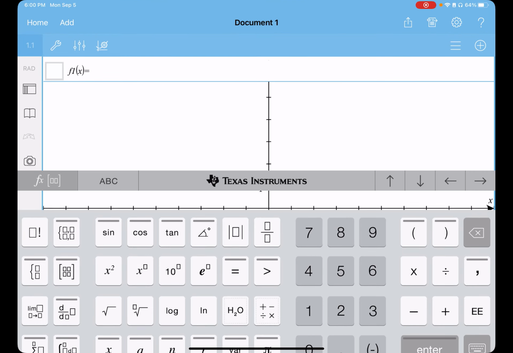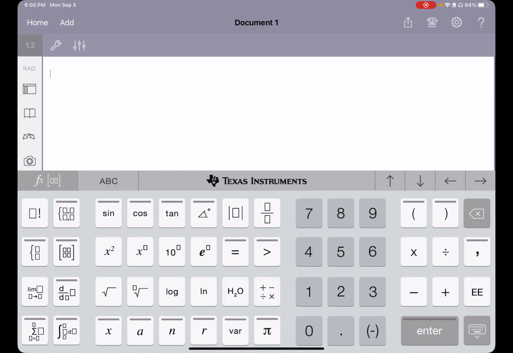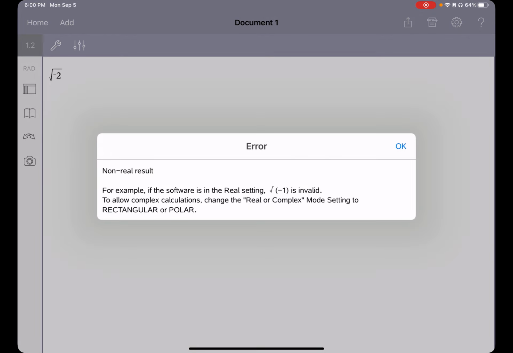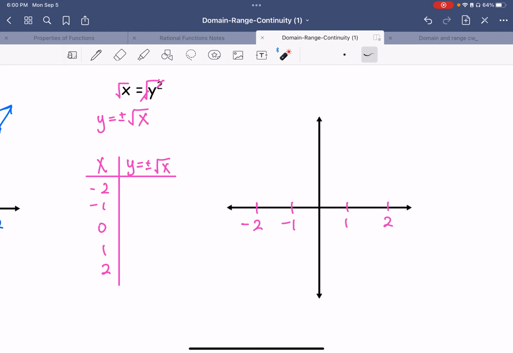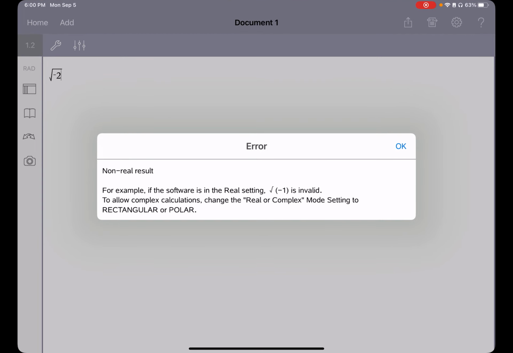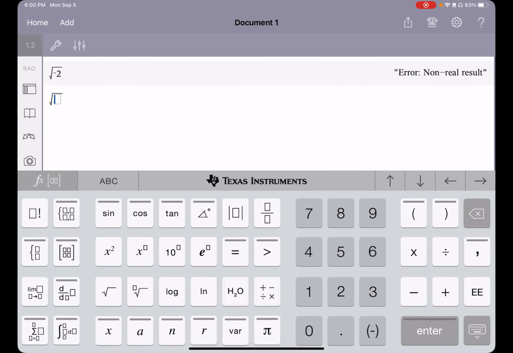Now I can go to a calculator really quick and do the square root of -2, and notice that it comes out as an error because it's not a real number. The reason for that is because you cannot have a negative underneath the square root. So these two negative values will be undefined. Now you can take the square root of 0 though. So if I take the square root of 0, that just gives me 0. Okay?